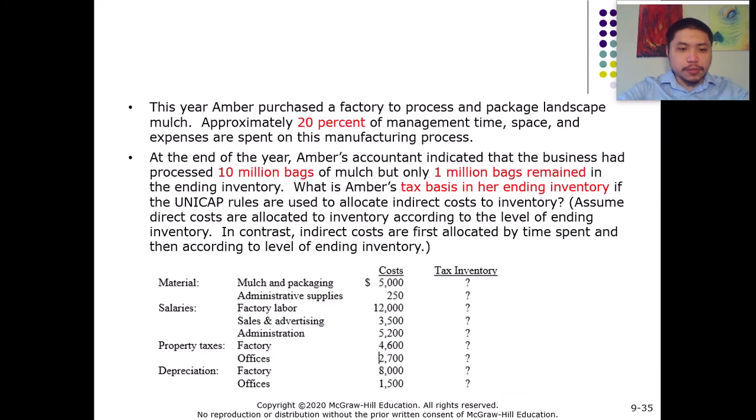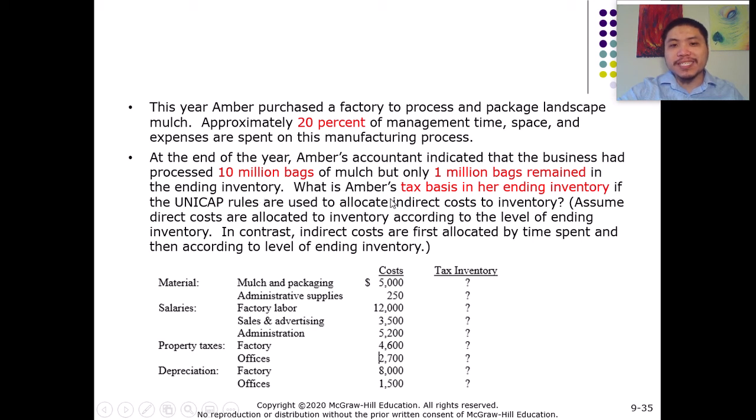Okay, sorry. Alright, so let's look at this. Say this year Amber purchased a factory to process and package landscape mulch. Approximately 20% of management time, space, and expenses are spent on this manufacturing process. At the end of the year, Amber's accountant indicates that the business has processed 10 million bags, but only 1 million bags remain in the ending inventory.